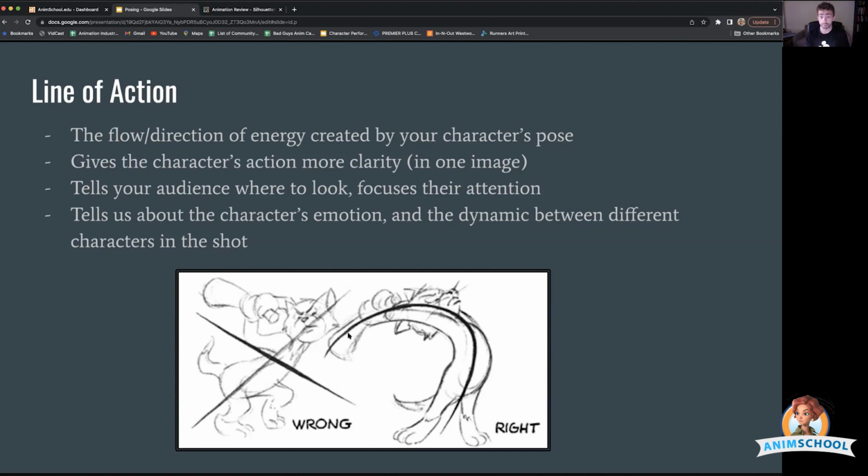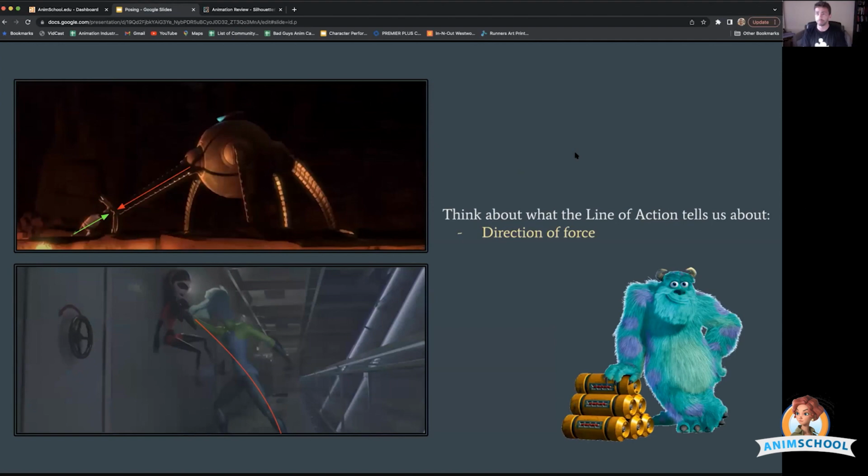So like in this image of Tom, we can tell that he's just done this. We can kind of see the motion without actually seeing more than one frame, if that makes sense. The line of action accomplishes a few different things. One is direction of force. So a lot of animation is about physics, right? And Newton's laws of motion come into play all the time.